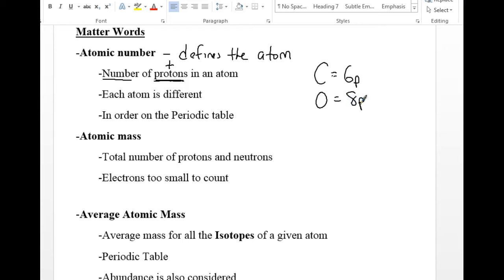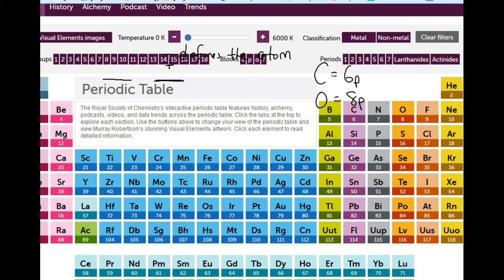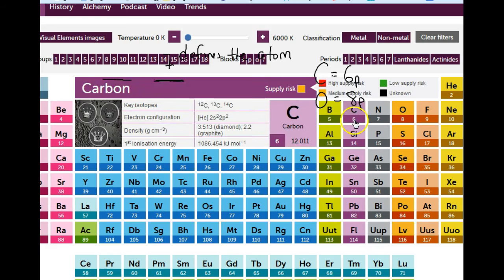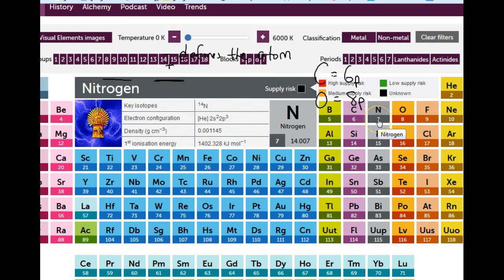And let's look at a periodic table here. Okay, so here's the periodic table. We're going to leave those things up there. Here's manganese, Mn, has 25 protons because its atomic number is a whole number, and they're in order. So you have boron 5, carbon 6, nitrogen 7. So as you go from left to right across, they're in order. They go all the way to 118. Okay, that's atomic number. That's how many protons the atom or element has in its nucleus.